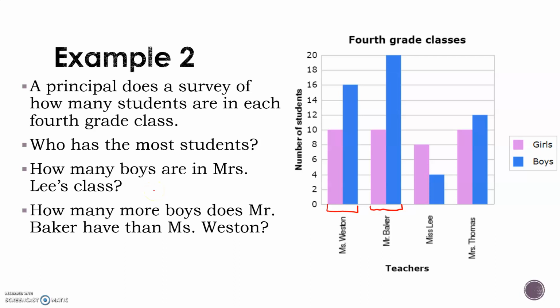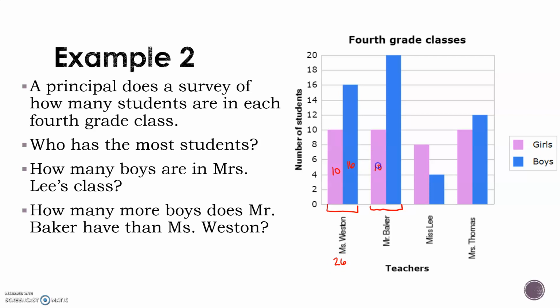Well, it's very easy to look at something and say, oh, well, clearly this is the tallest one, so that must mean that Mr. Baker had the most. However, we need to double check that because we need to check when we combine the two genders. So for girls, here she had 10. For boys, she had 16. So that makes a total of 26 students.